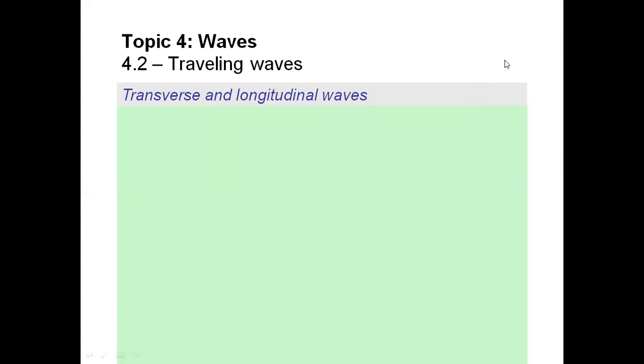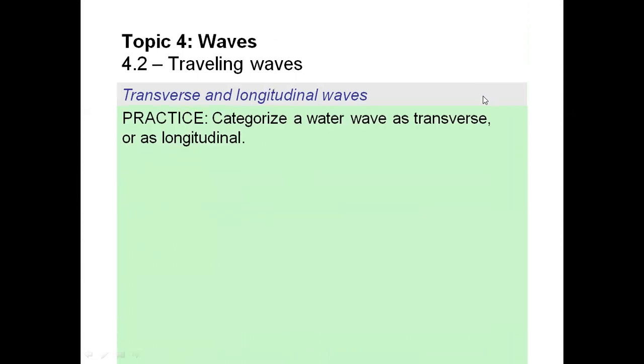Okay, let's continue. Now we have one example. Practice: categorize a water wave as transverse or as longitudinal. So we will see what kind of waves water waves are going to be. They're going to fit the transverse wave definition or the longitudinal wave definition. So let's see.